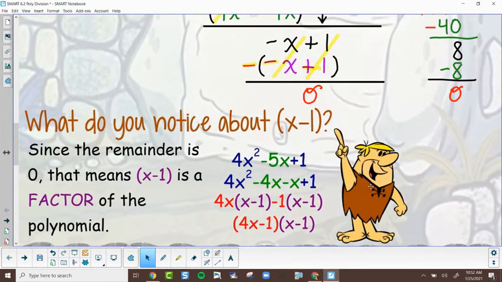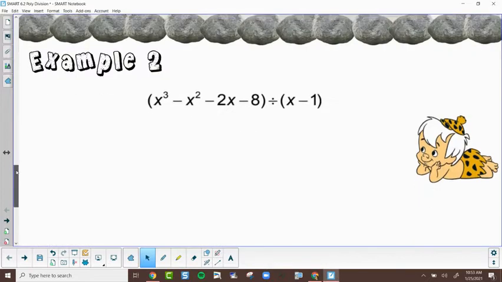Why, yes. So that x minus 1 piece is actually a factor of that polynomial. And if you actually tried to factor, you would see that it works out because here's x minus 1. It's one of the factors. And oh, look at that. Here's the answer that we got. So let's try this one.